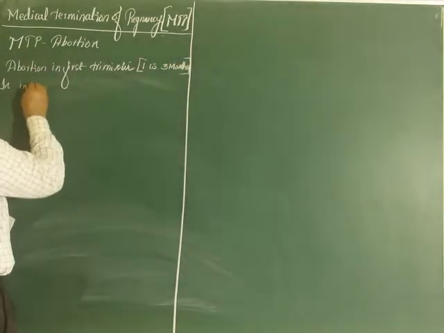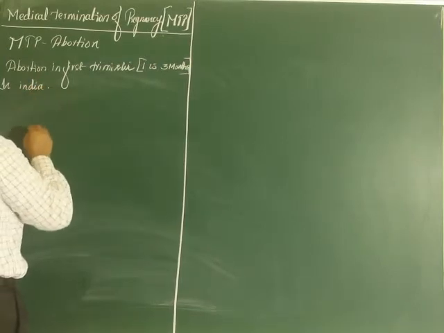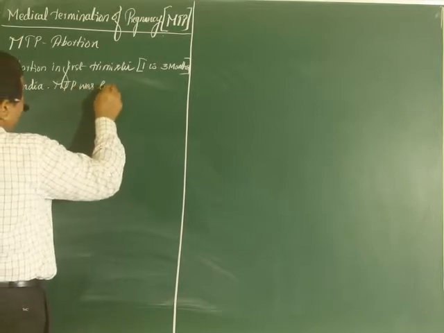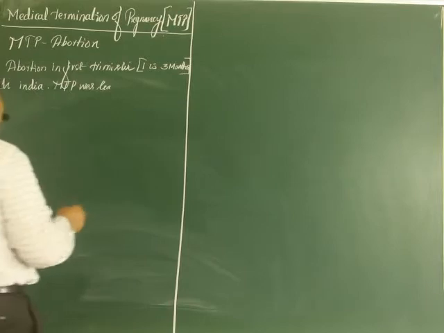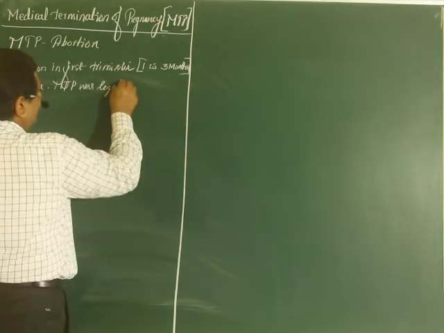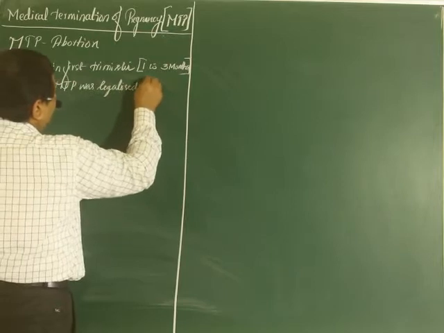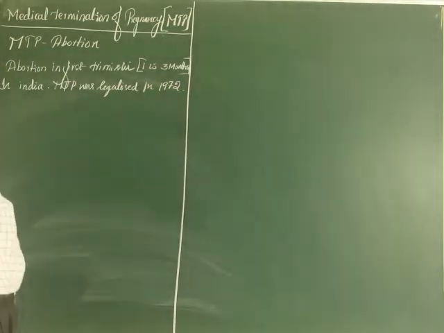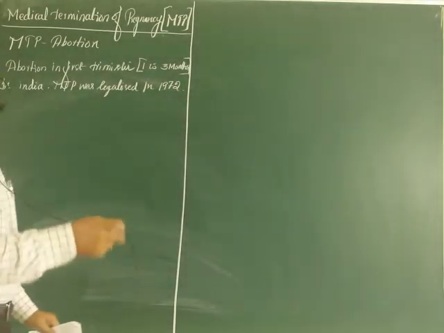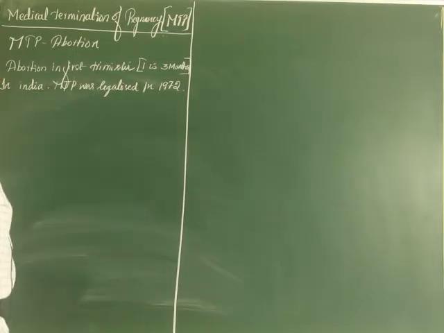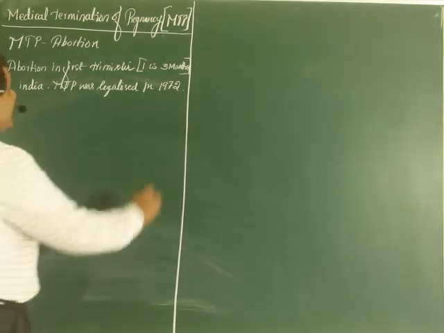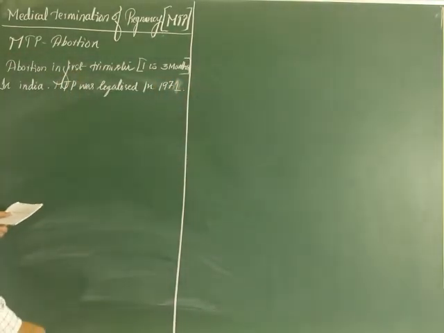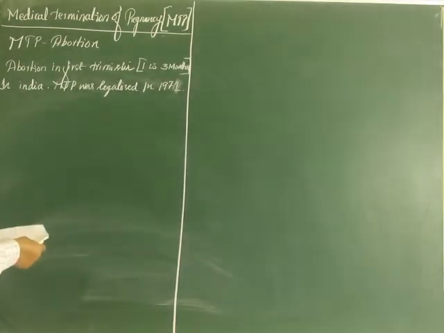In India, abortion, MTP, was legalized in 1971. Until that period, it was considered illegal.